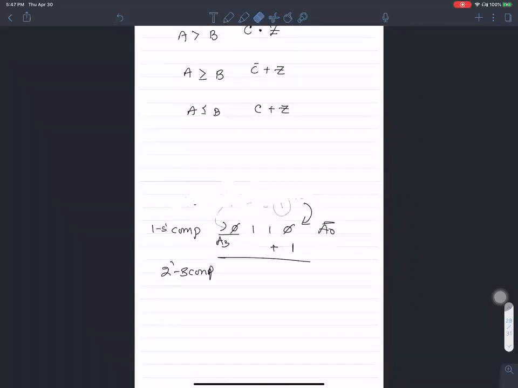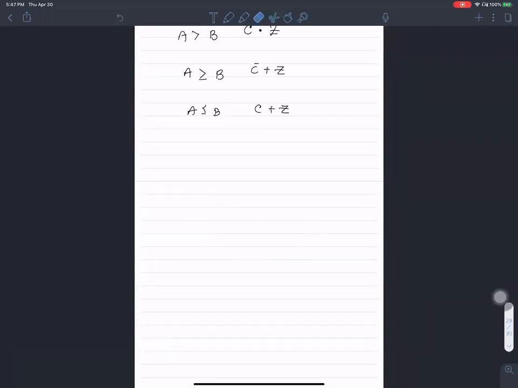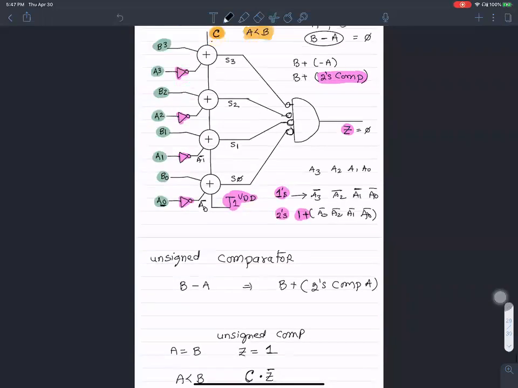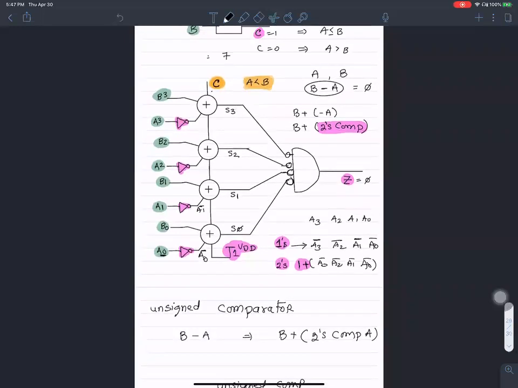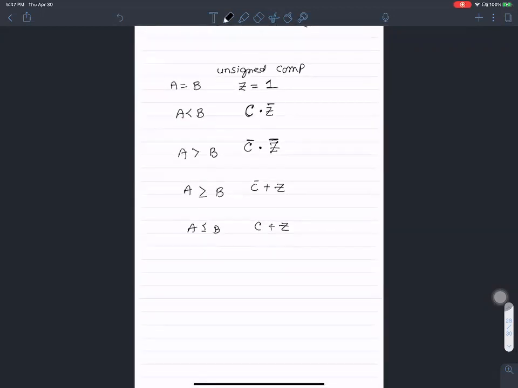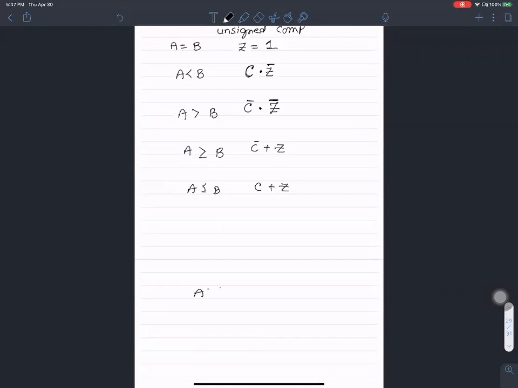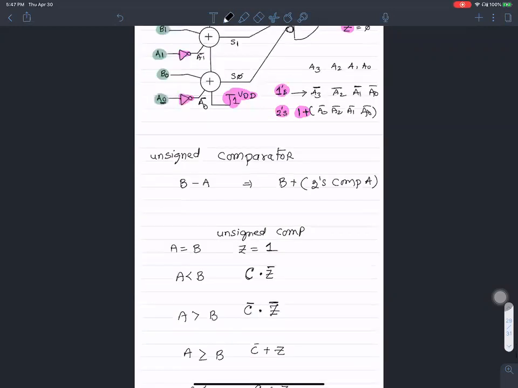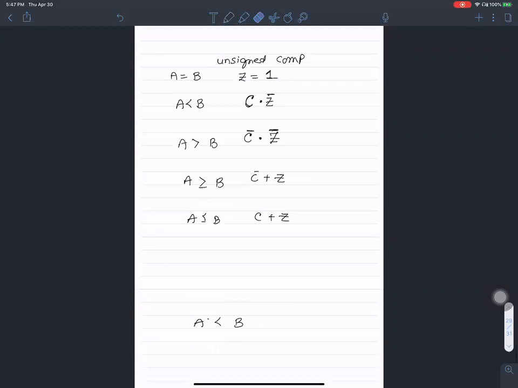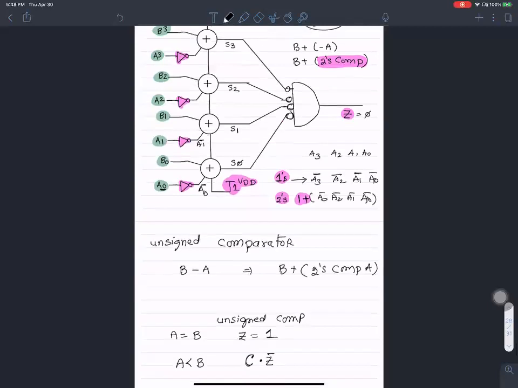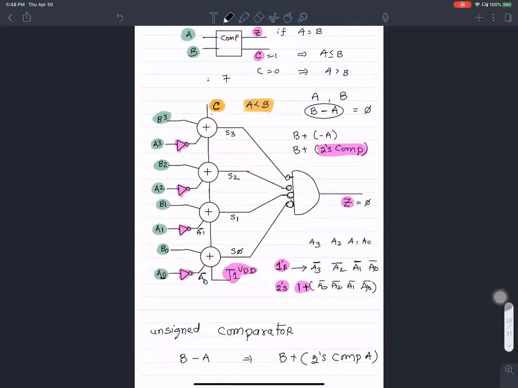One more question. When A equals B, can you move the slide a little downwards? So when A equals B, Z is equal to 1, you said, right? But I think Z would be equal to 0 in that case.